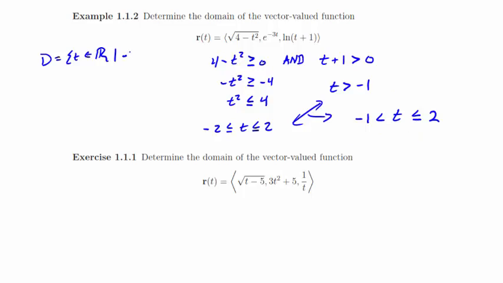So I'll just write that in here. And there's my domain. We can write this in interval notation from negative 1 to positive 2. Either of these are fine. You should really be comfortable writing this out in either notation, reading it in either notation.